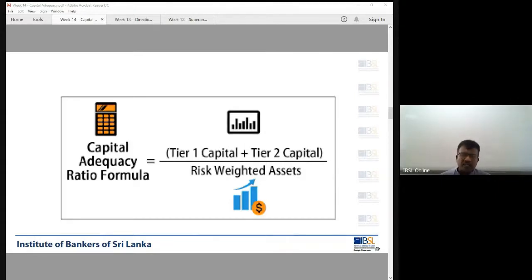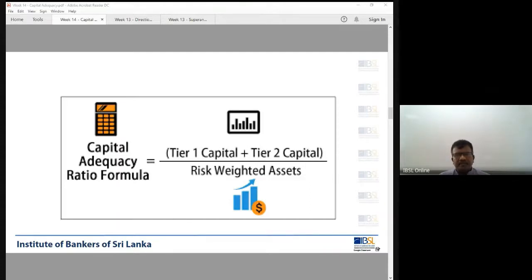Some assets given, some loans given, some assets of a bank, they don't have any risk at all, zero risk. Certain assets are 100% or more risky. Then other assets can be 50%, 10%, 20%. So we have to categorize the risk weight. Then the capital can be considered into two parts.